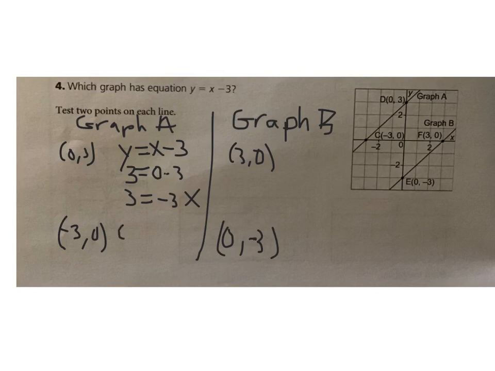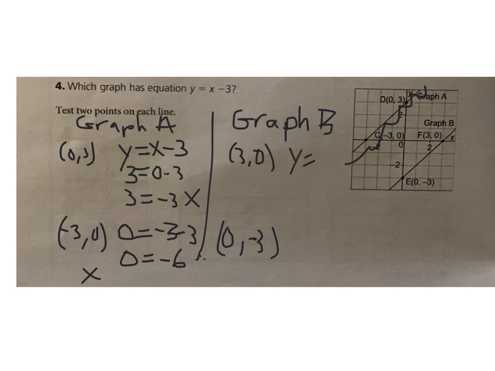So in the y spot, I'm putting 0. In the x spot, I'm putting -3. So I have 0 equals, so -3 minus 3 would be -6. So that one doesn't work either. So it doesn't look like graph A is going to be the match. So let's test to confirm that graph B is.